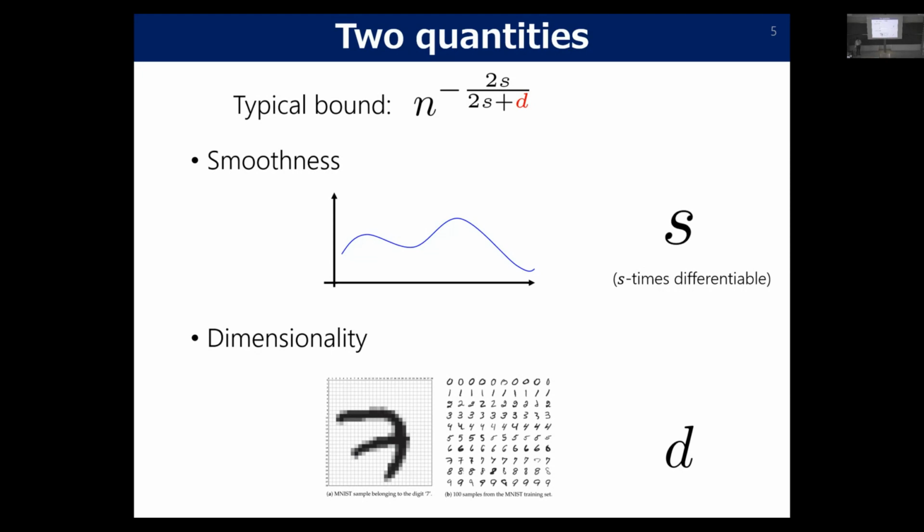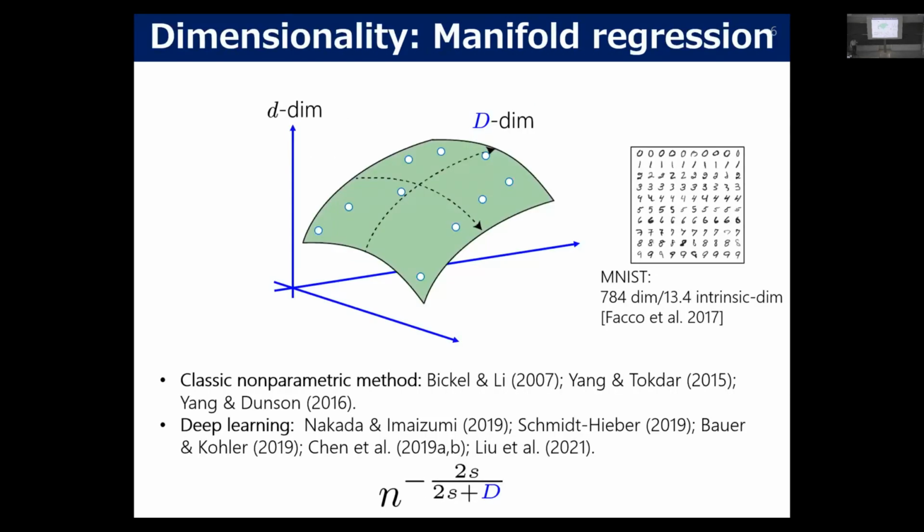But in reality, deep learning works well even for image datasets, which are very high dimensional. Why is that? A typical explanation is that data is distributed on some low dimensional manifold. Actually, experimental results show that the intrinsic dimensionality of the MNIST dataset is around 13 or 14.